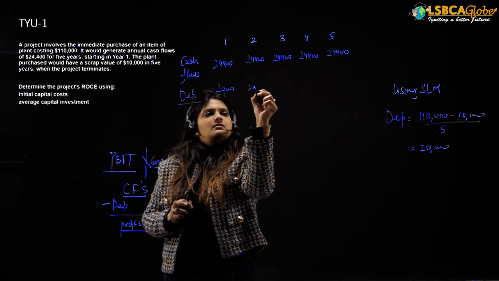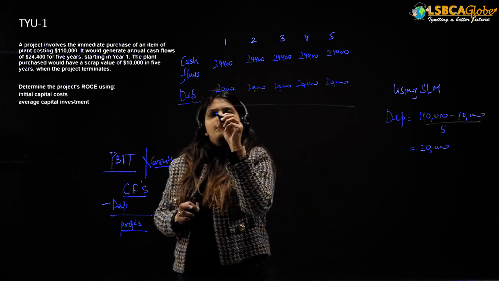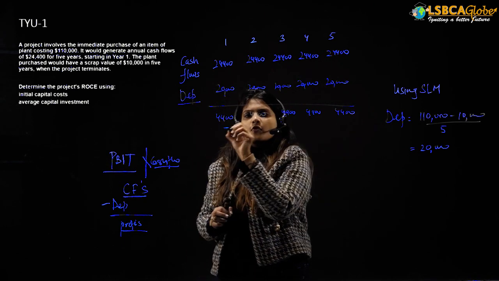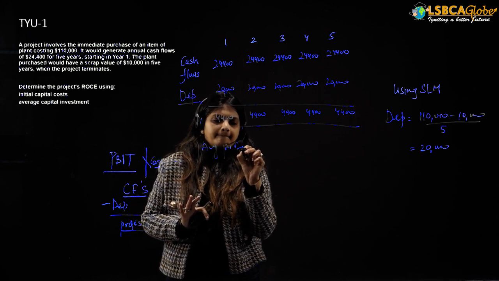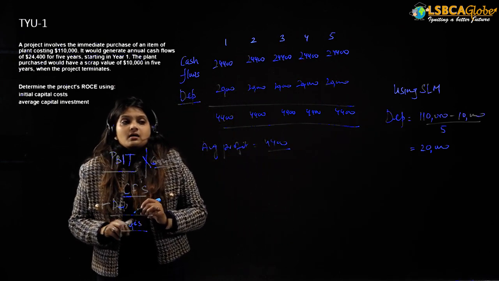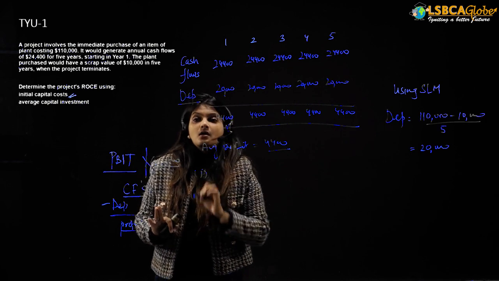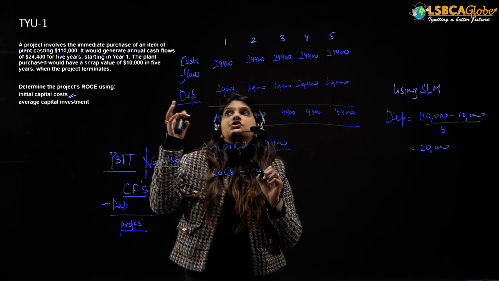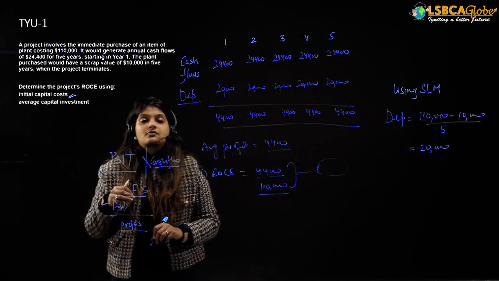If I subtract 20,000 every year from the cash flows, I'll get 4400, 4400, 4400, 4400, 4400 every year. Now, the average of 4400 for 5 years will also be 4400. So the average profits, if we add all of it and divide by 5, we'll get 4400 itself. Now, they have asked you to calculate the ROC using initial capital cost. So in the first part, the ROC would be average profits divided by initial cost. Initial cost is 110,000. Whatever percentage comes, that will be your ROC.